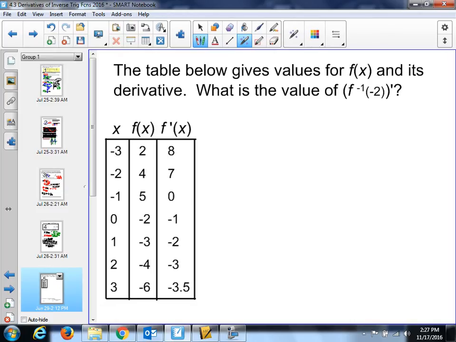And then, if you evaluated the derivative with these given x values in here, that's the corresponding values, right? Now let's think this through, because we want to find the derivative of the inverse evaluated at -2. You guys get that? Well, from a table of values without the function, it can be done.